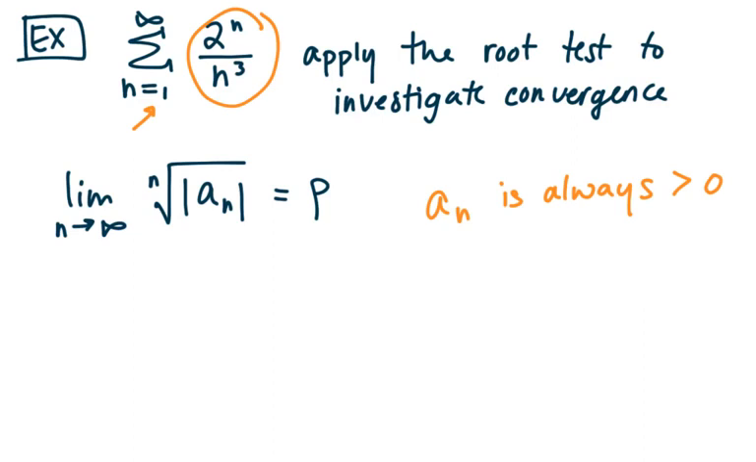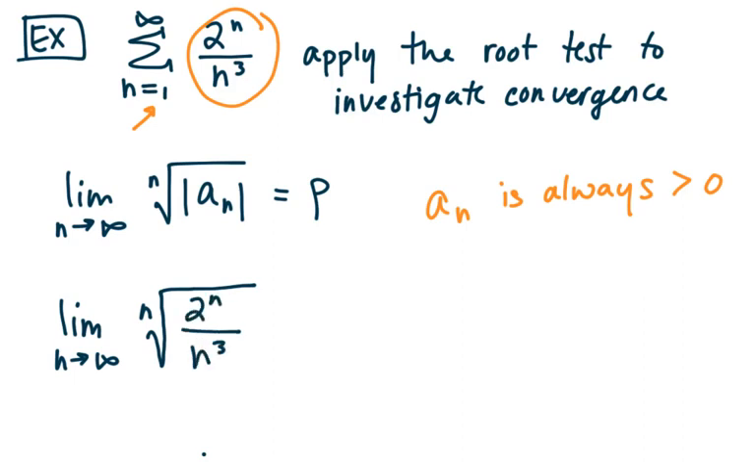So let's look at the limit of the nth root: the limit as n goes to infinity of the nth root of 2 to the n divided by n cubed. And we want to simplify and see what this is equal to. Well, I can apply that nth root to both the numerator and the denominator, and the nth root of 2 to the n, those are inverse operations. So we just get 2 in the numerator. And then I have the nth root of n cubed.